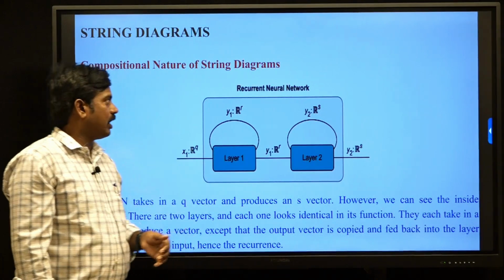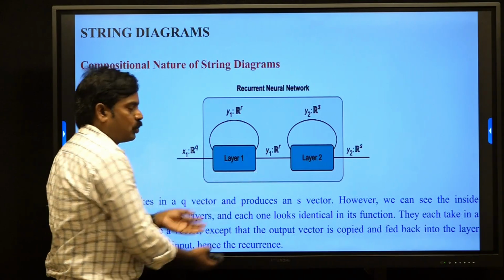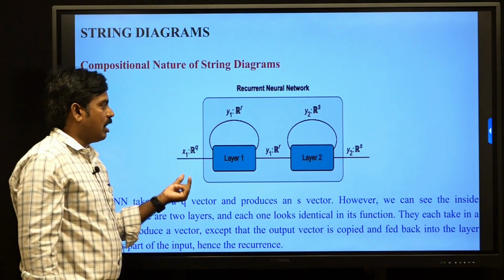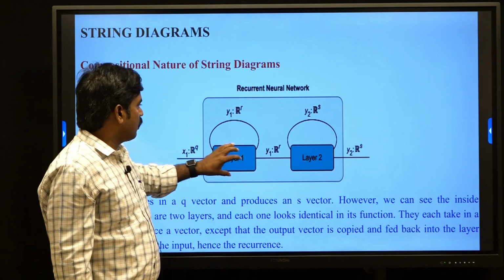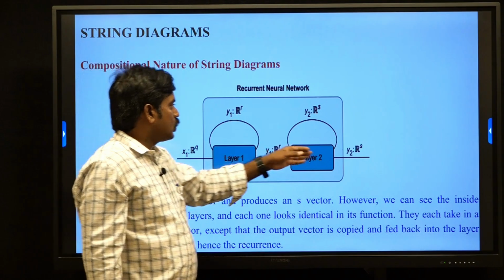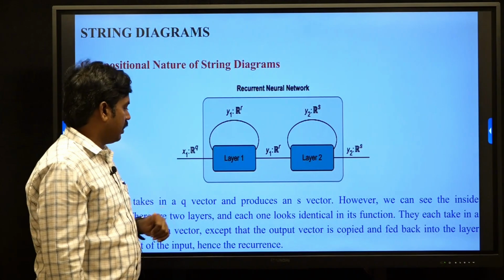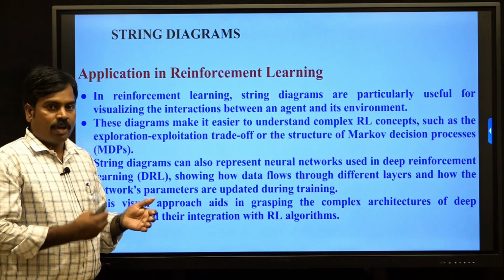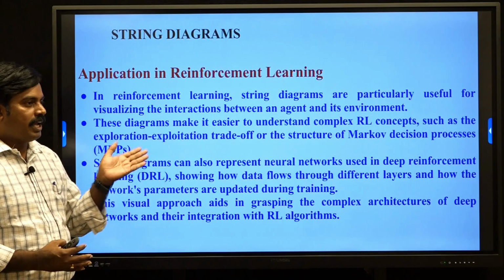We can use string diagrams for recurrent neural networks also. Here, the recurrent neural network has two layers, layer 1 and layer 2. It takes a q dimensional input and produces an s dimensional output. The layer 1 output is fed again to layer 1 and the layer 2 output is fed again to layer 2. That is a recurrent neural network. We represent the compositional nature of string diagrams to depict diagrams extensively and at different levels.